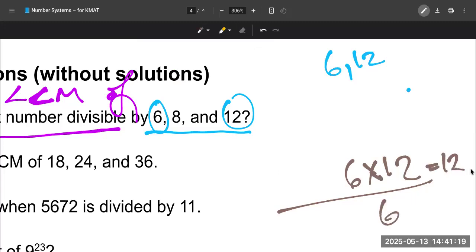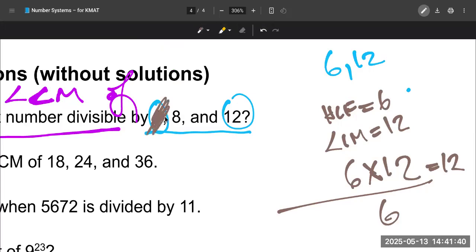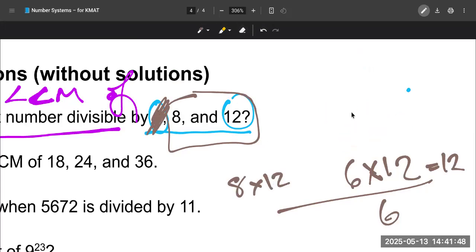$36. No, 6. Oh, HCF is the highest common factor. The HCF is 6 and the LCM would be 12. Because for 6 and 12, the LCM is 12. For the moment, we can forget about 6 and find out the LCM of 8 and 12.